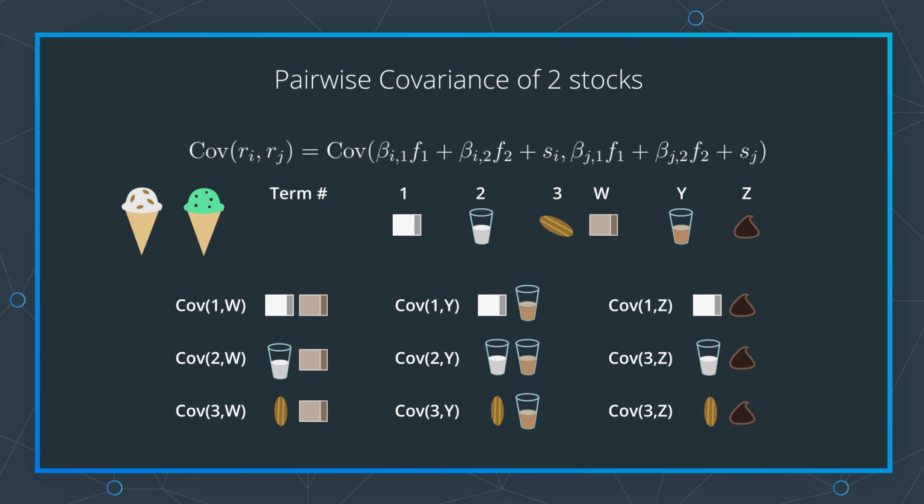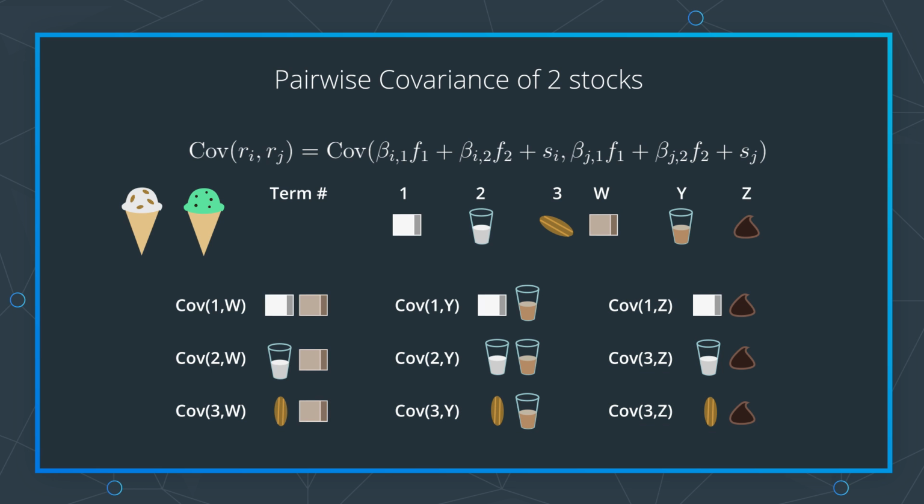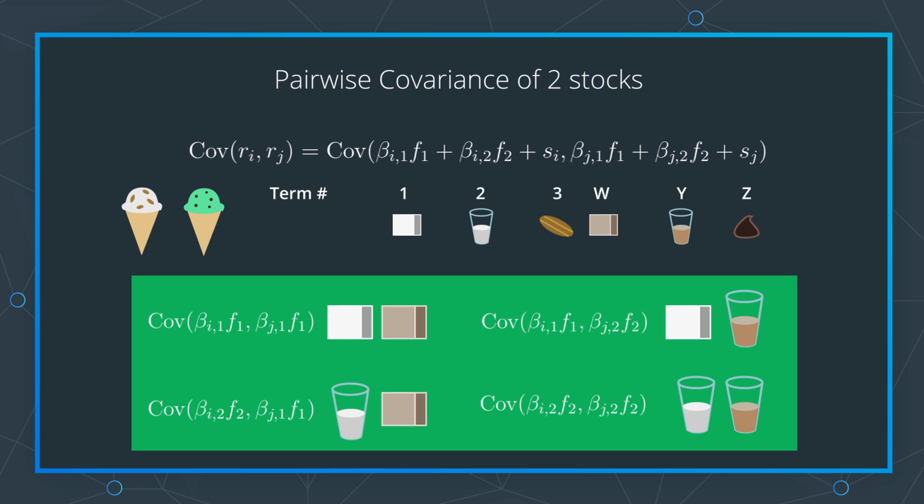By definition, the specific returns are uncorrelated with the factors, so the 5 pairwise covariances that include the specific returns will become 0. In other words, wherever we see a covariance that contains pecans or chocolate chips, we'll assume the covariance is 0. The remaining 4 covariance pairs that include only factors may still be non-zero, so we'll keep these. These are the 4 pairwise covariances written out.